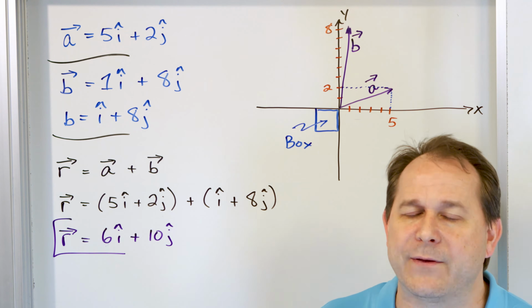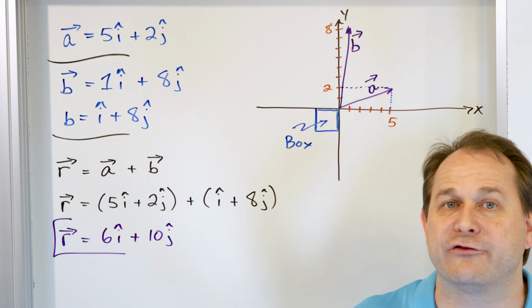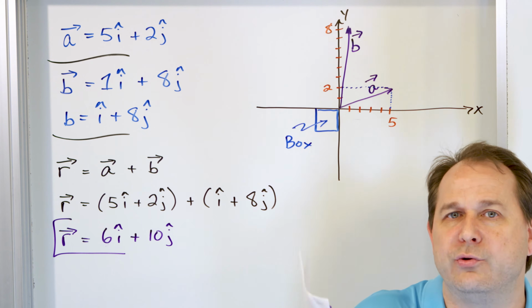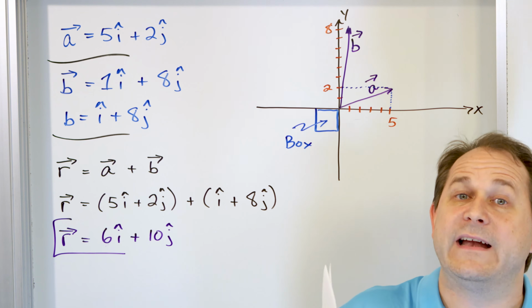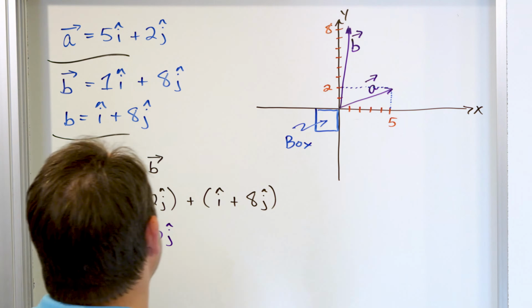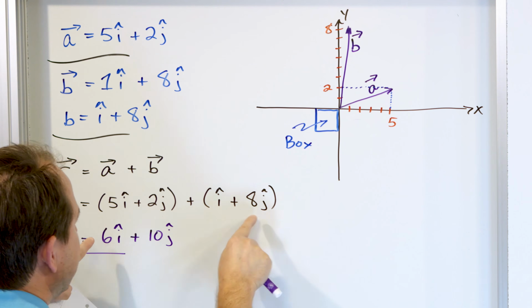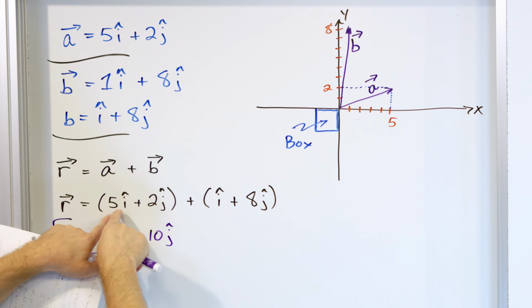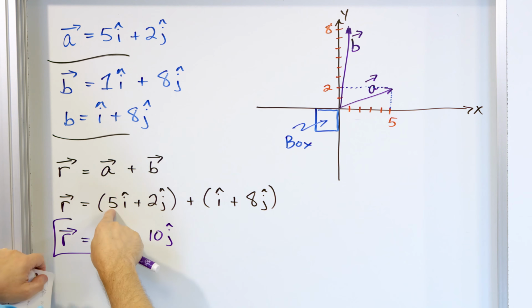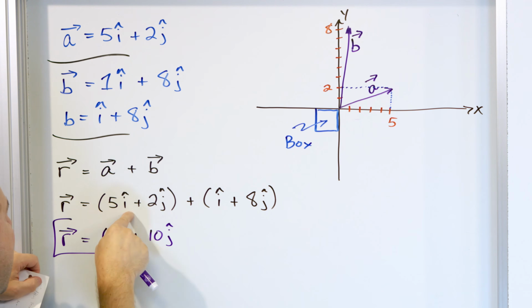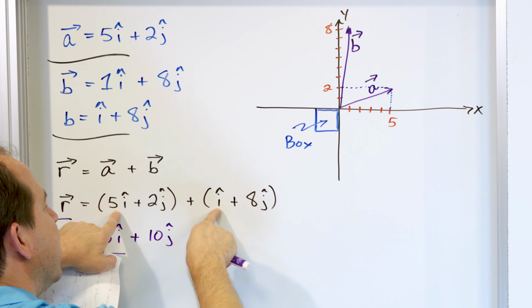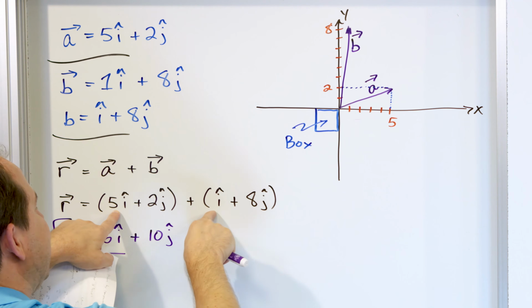But the rules of math are such that you can only add things that are like terms. And I-hat terms can be added to I-hat terms. They are vectors that exist along the x-axis. So let's think about what we're actually doing when we add these things together. What we're saying is that this vector can be thought of as a vector of length 5 in the x direction. And this vector has an x component of length 1 in the x direction.